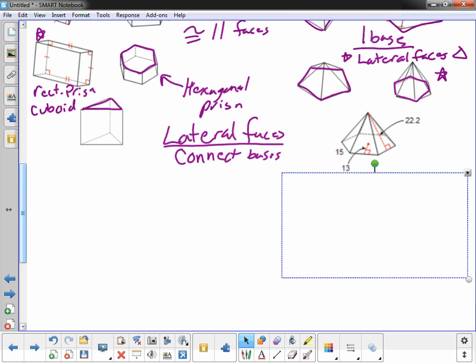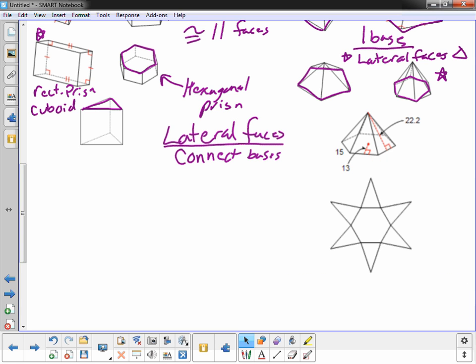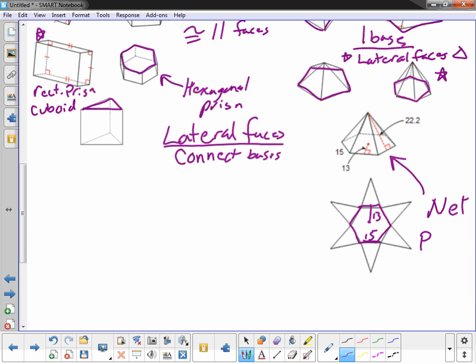If I take it and flop all those triangles off, it looks like this. This is called the net of that pyramid. I still have the same hexagon on the bottom. I still know that it has an apothem that's 13 and a side length that's 15. So I can find its perimeter by taking 15, a side length, times 6. And I can find its area by taking 1/2 times the 13 times whatever that number is. And that's how I'd find the area of it.